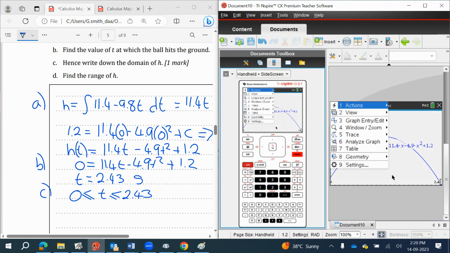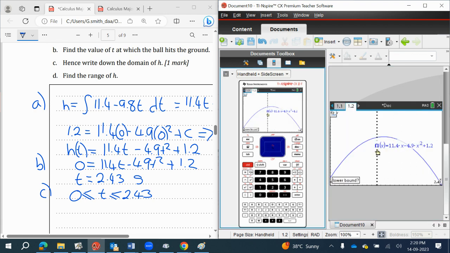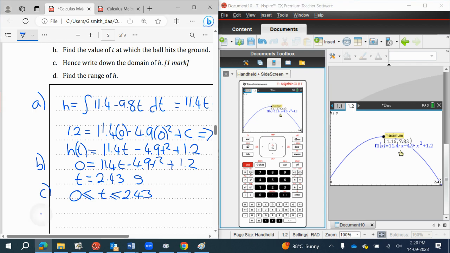So what we want to do now is analyze the graph and find the maximum. We can see here that the maximum is going to occur at 1.16 seconds, and it's going to be a height of 7.83. So when we're asked to find the range of h, here in D, obviously it can go from 0, which is on the ground, and it can go up to a maximum height, and that will be included, 7.83. So here's the range.